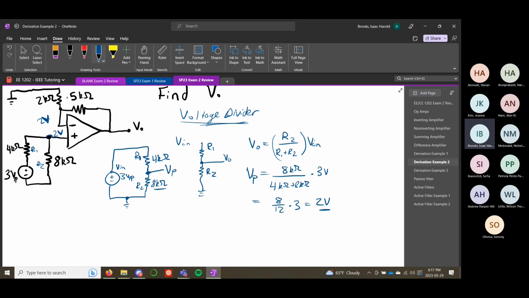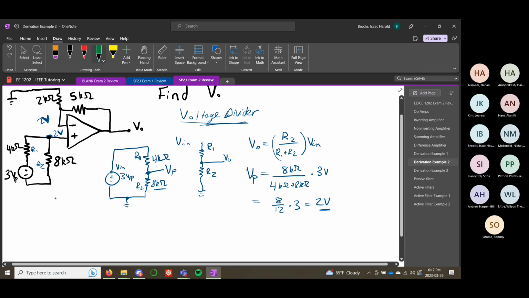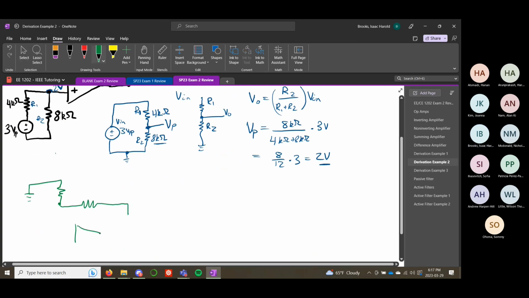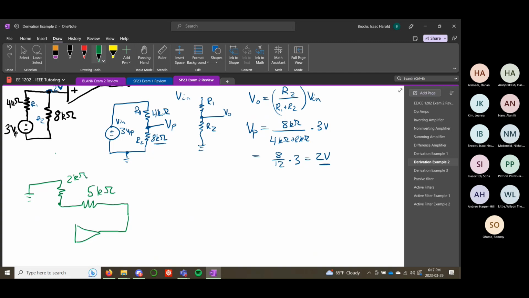So if we focus just on the top half of the circuit, now we know, oh wait, change the color again. Let me just redraw the top half of the circuit. So we have a 2K resistor, we have 2 volts, 5K resistor. Oh, this is 2 volts, okay? At this point, we can kind of ignore the op amp, except for the current property. So this is our V out, this is ground.